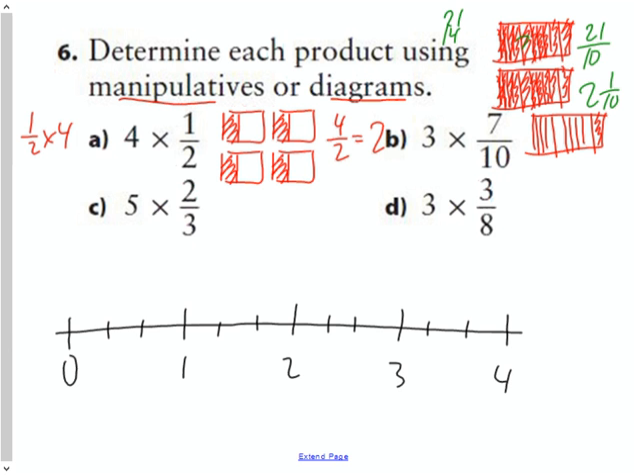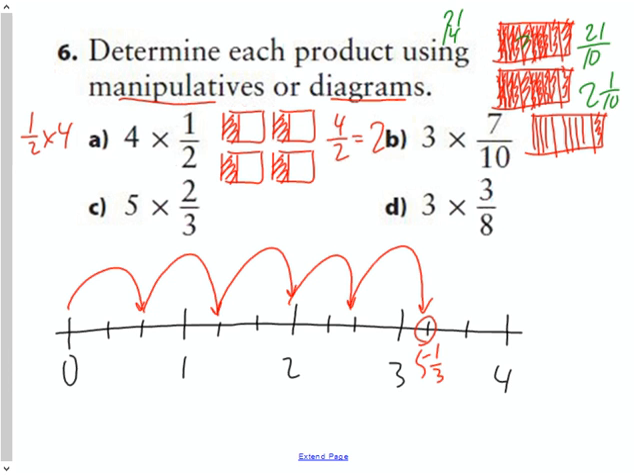So if I think about 5 groups of 2/3, that would be 1 group of 2/3. 2 groups, 3 groups, 4 groups, and 5 groups of 2/3. So when I use my number line, where I end up would be the value of 5 2/3 together, and that is 5 and 1/3. So therefore, 5 times 2/3 is 5 and 1/3. Sorry, not 5 and 1/3, but 3 and 1/3. My fault. 3 and 1/3.